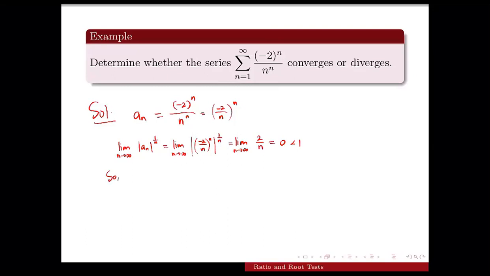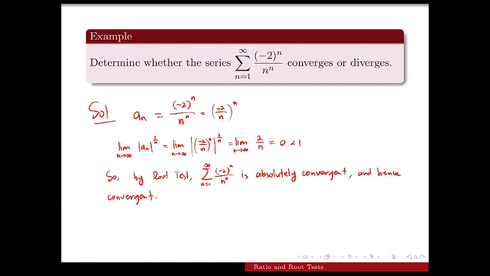So by root test, the series sum of negative 2 to the n over n to the n, from 1 up to plus infinity, is absolutely convergent. And hence convergent. Okay? Questions?